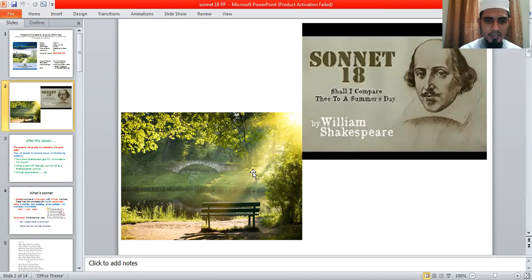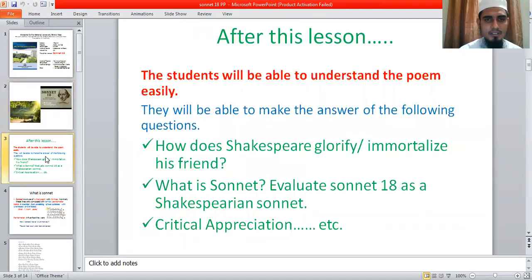So here you can find a picture. This is the picture of summertime in England. There is an important connection of the summer day in England in this poem. I hope that after this lesson, you will be able to understand the poem very easily, and you will be able to answer the following questions. And you will also be informed of some universal elements in this poem.